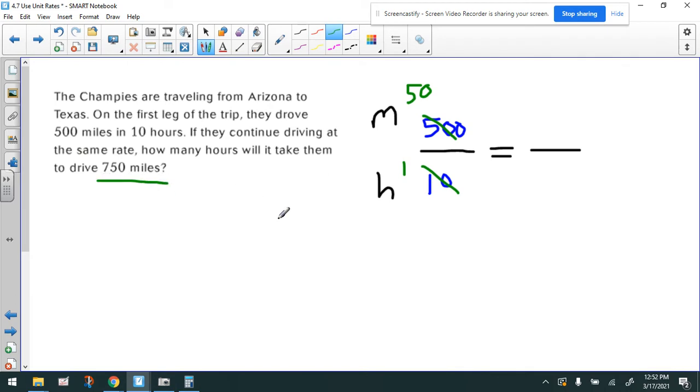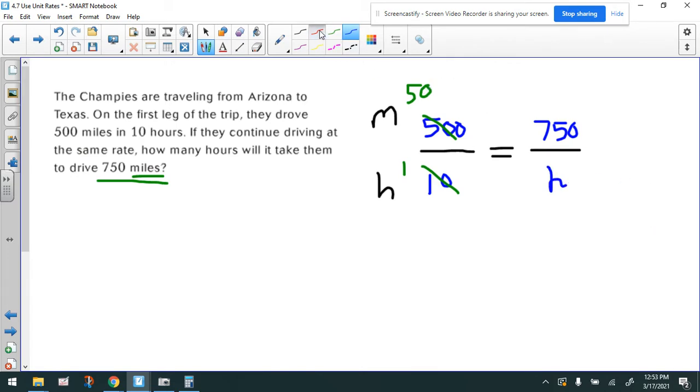Then we have to decide where to put this 750 miles, because it either has to go on the top or it has to go on the bottom. The answer to the question, where does it go, is you pay attention to the units. Since it's talking about miles, and we have miles written as the numerator, we would want to put that as the numerator. And we're solving for how many hours?